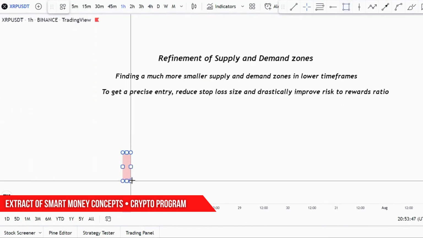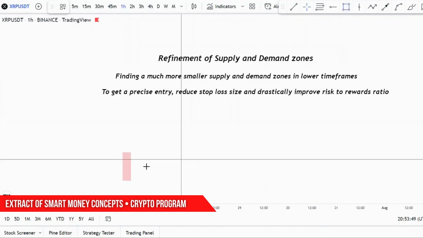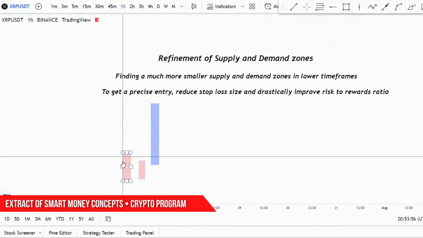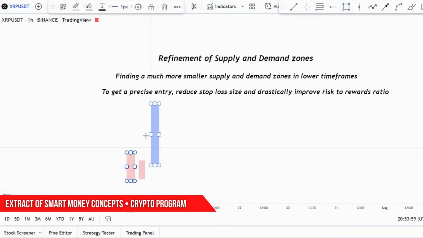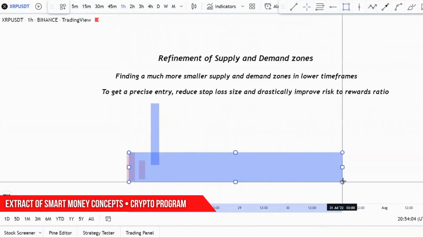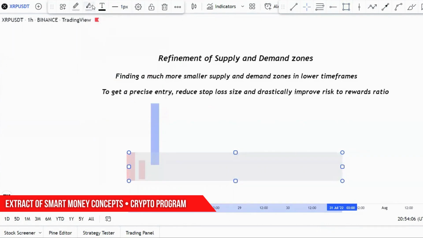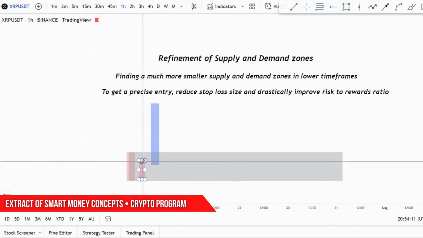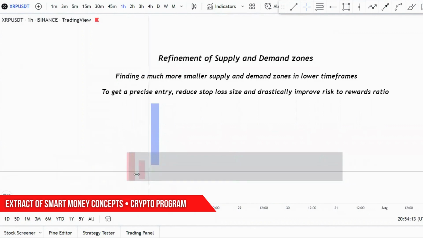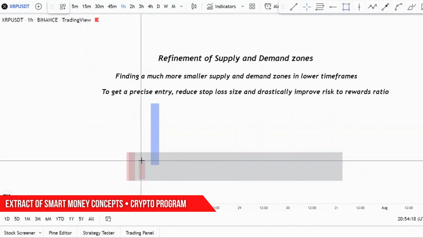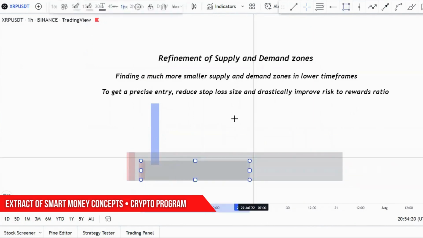So, what does that mean? Basically, we have a demand zone created over here. As you all know, the last down move, the last red candle before the upside, gives us a demand zone over here. Now, if we go to a lower time frame, we can find much smaller demand zones, much smaller candles. And why do we take those candles? Why do we refine to those candles? Now we will see why.